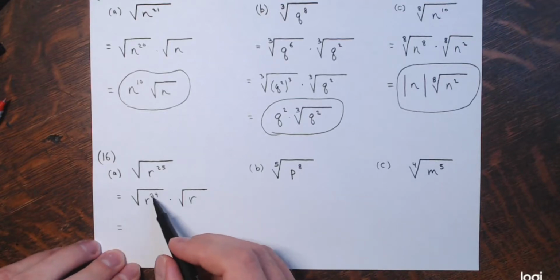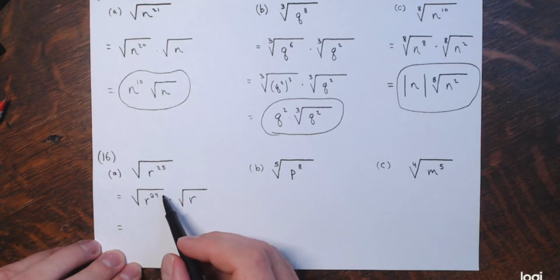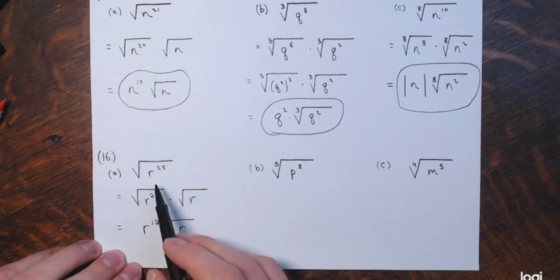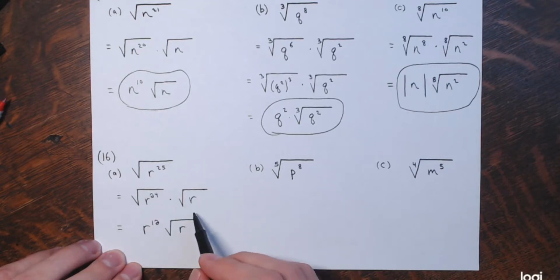Now r to the 24th is r to the 12th to the second. So this is just r to the 12th. Right? The square root of r to the 24th is r to the 12th. And since it's an even root, normally you would put absolute values around this, but again, I don't need it here. Any real number to an even power won't be negative anyway. So I don't need the absolute values here. So we have r to the 12th times the square root of r.